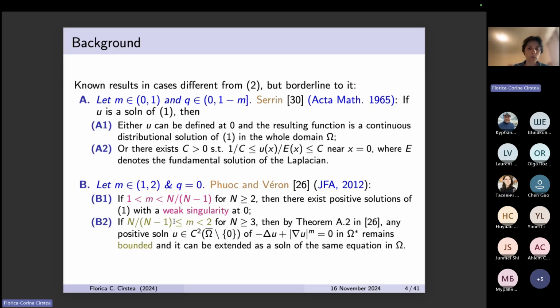And if m is otherwise greater than or equal to n over n minus 1 and less than 2, for n greater than or equal to 3, then by Theorem A2 in the paper, any positive C2 solution on the closure of omega except at 0, for our problem, which becomes Laplacian of u is equal to modulus gradient u to the m in omega minus 0, remains bounded and can be extended as a solution of the same equation in omega. So this is if we have the power of the gradient on the right-hand side with the power between 1 and 2, and no u to the q.